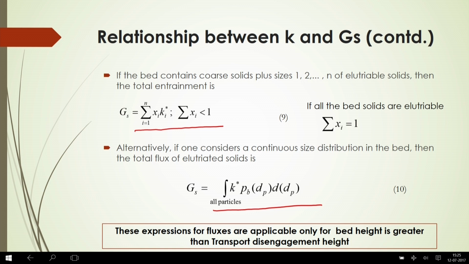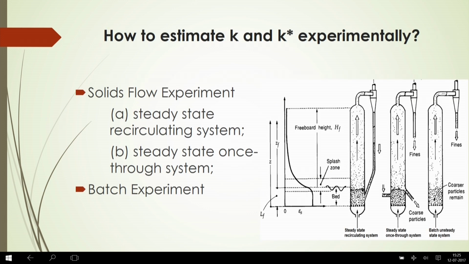Now, these expressions for fluxes are applicable only for the bed height that is greater than the transport disengagement height. So, it is to be noted down. Now, how to estimate K and K star experimentally?